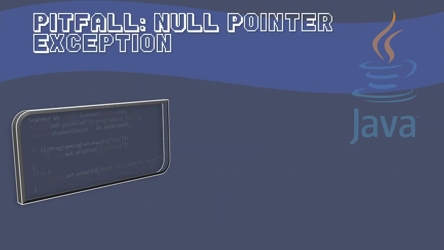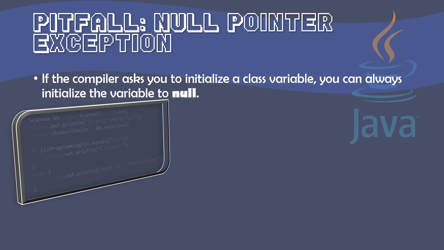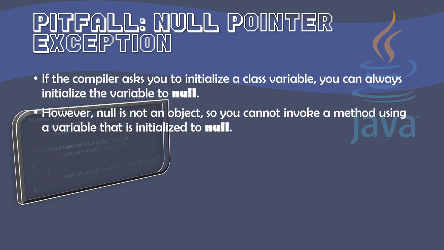Now there are some pitfalls that we have to avoid here, which is the null pointer exception. This is a very common one that we can run into. If the compiler asks you to initialize a class variable, we can always initialize it to null. However, because null is not an object, you cannot invoke a method using a variable that has been initialized to null. So if we go back to that previous example with your object, if I try to use, for example, a method that would belong to that class, we would have problems because it's not going to have a value for it to pass into that method.